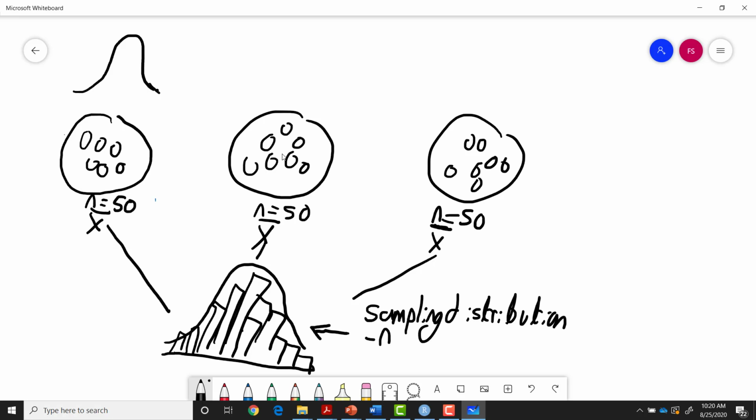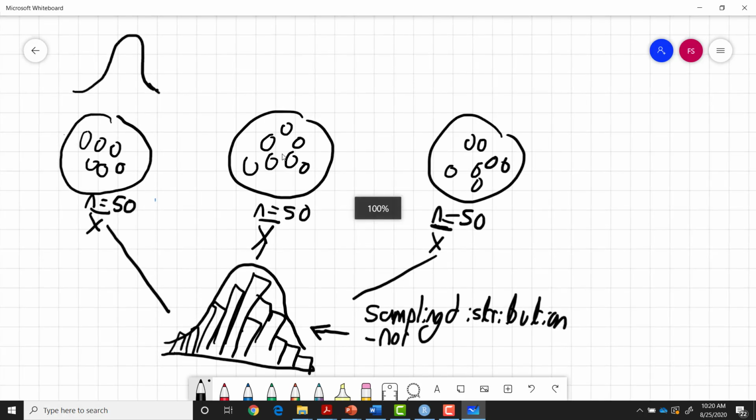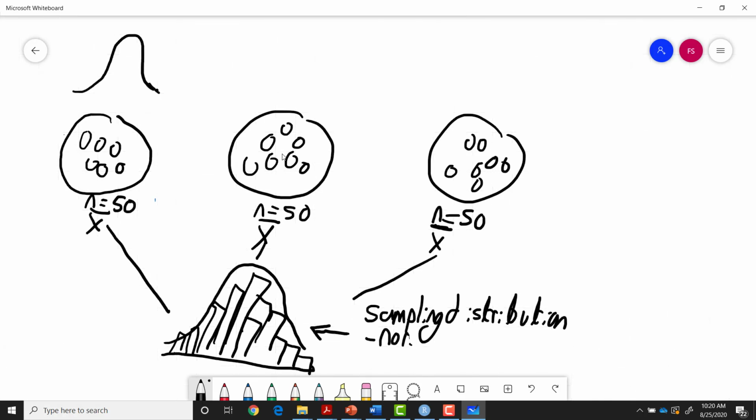And the idea is this is normal, which means it's basically bell-shaped. And important, it has a standard deviation, a kind of standard deviation. We sometimes call this the standard error.